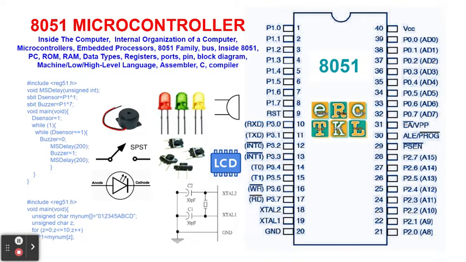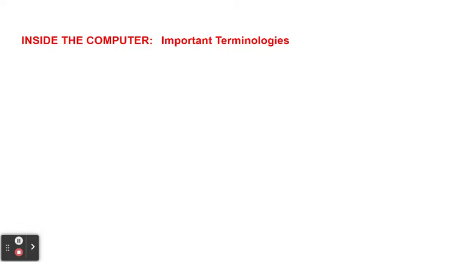In particular, we'll talk about what's inside the computer, internal organization of a computer, microcontroller itself, embedded processors, 8051 family, bus, what's inside the 8051, personal computer, ROM, RAM, data types, registers, ports, pin, block diagrams, machine language, low-level language, high-level language, assembler, C, and compiler. In this first part, we will know what's inside the computer and what are the important terminologies.